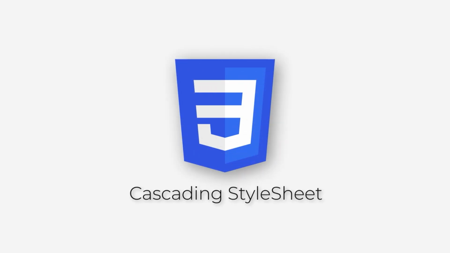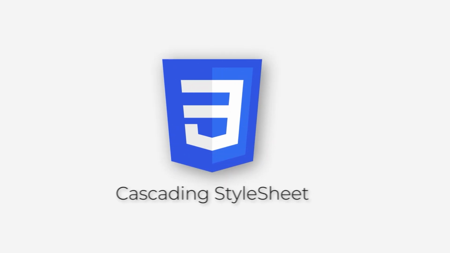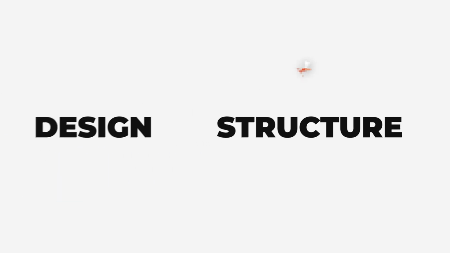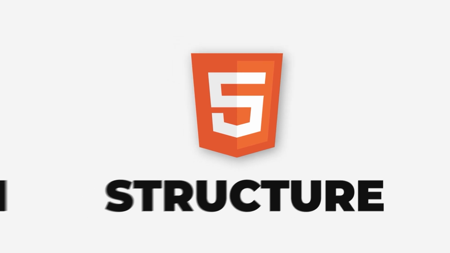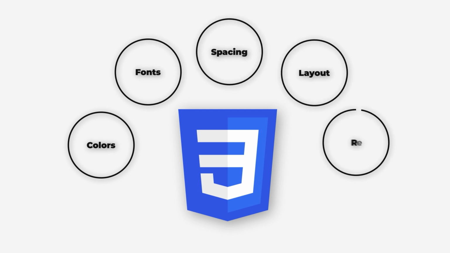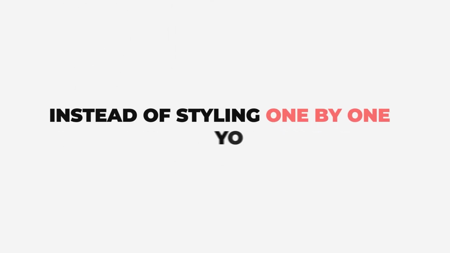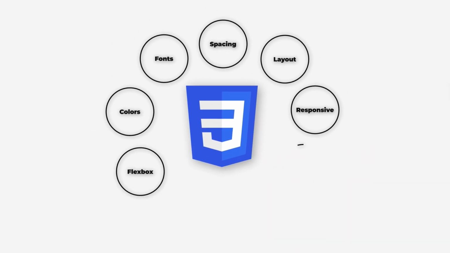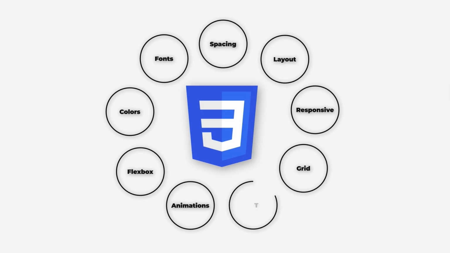CSS stands for Cascading Style Sheets and controls how a website looks. It was introduced in 1996 by the World Wide Web Consortium to solve a key problem: separating design from structure. HTML defines the structure of a website, but without CSS, everything looks plain. CSS lets you control colors, fonts, spacing, layout, responsiveness, and a lot more across an entire website. Instead of styling elements one by one, you define rules that can apply everywhere, making your design consistent and easier to manage. It also enables modern layouts with Flexbox and Grid, as well as animations, transitions, and so on.